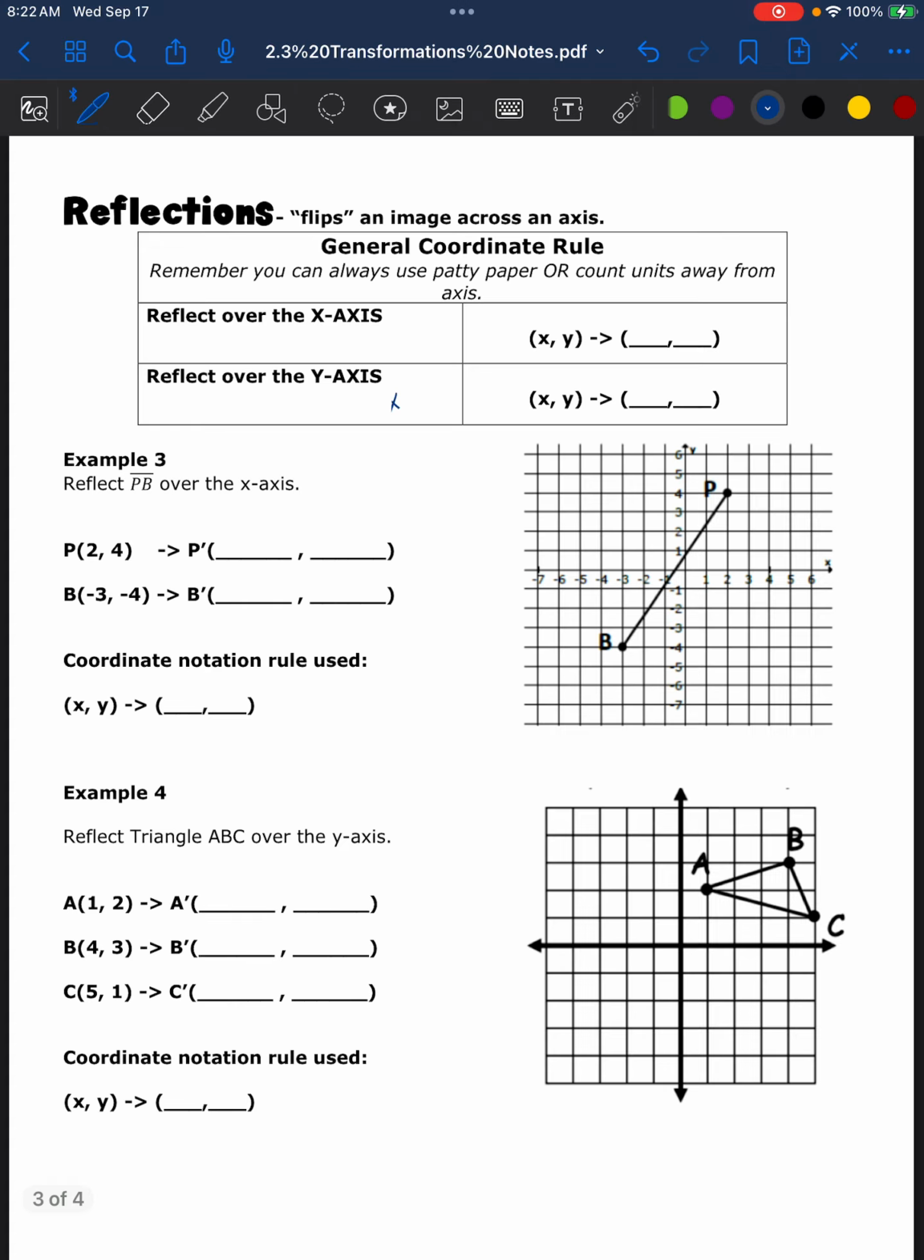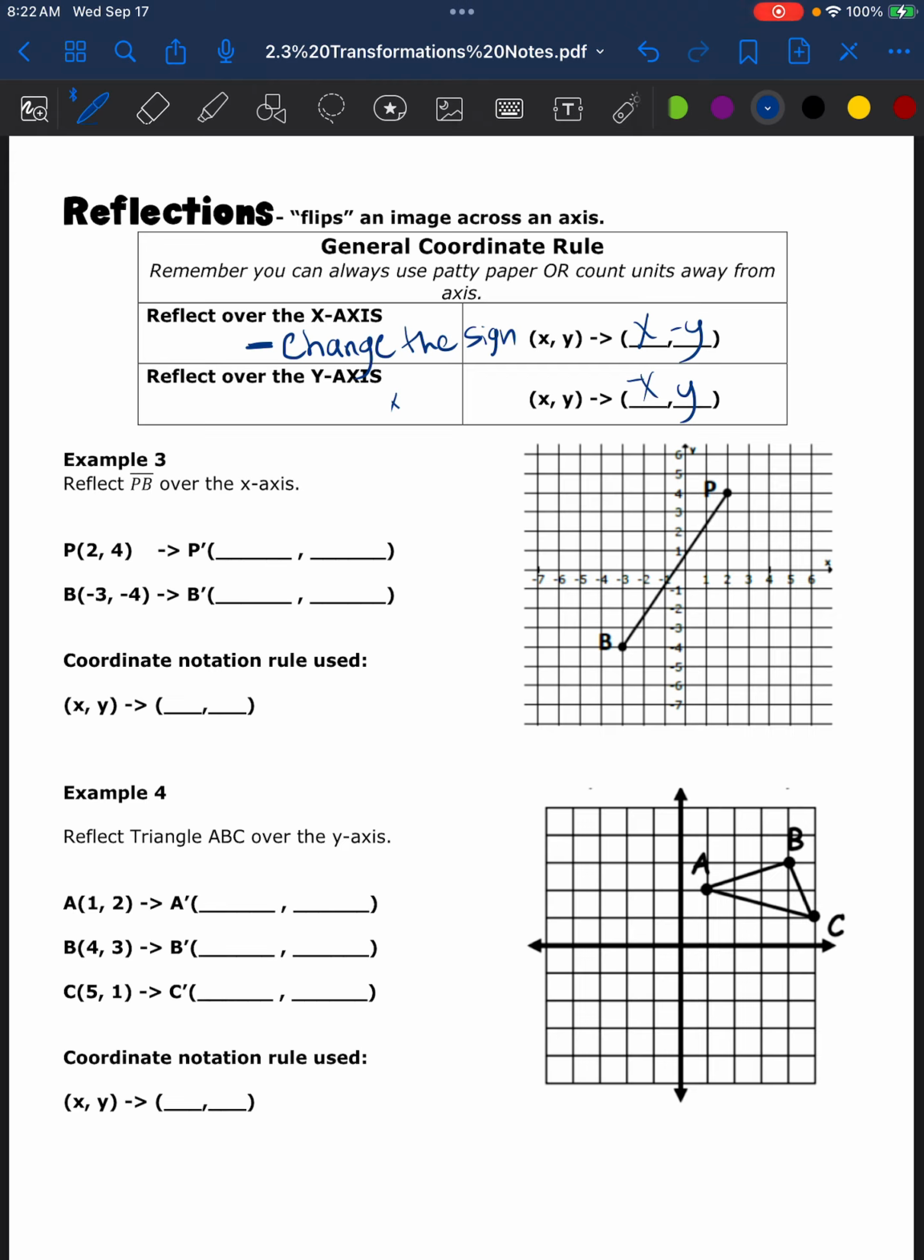Okay, and then we're going to do reflections. So reflection across the X-axis is a change in Y. So the rule would be X, negative Y. The minus sign means not negative, but change the sign. So reflecting across the Y-axis is a change in X, and the rule is negative X, Y.